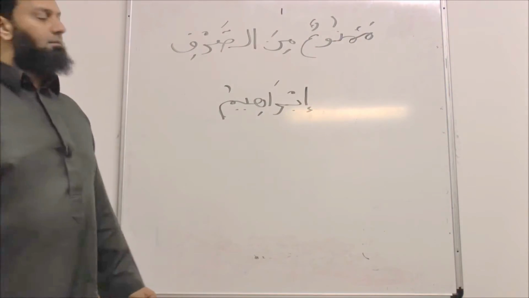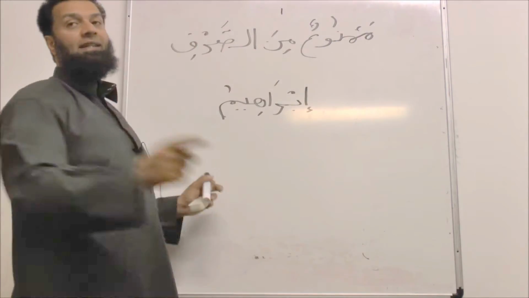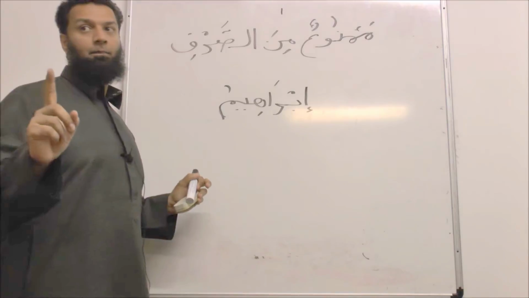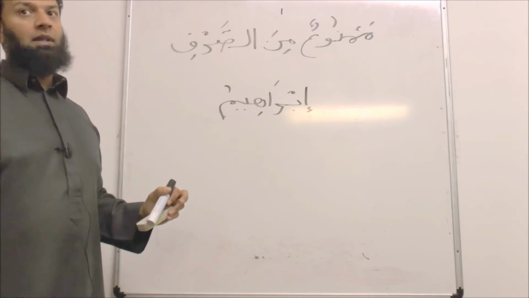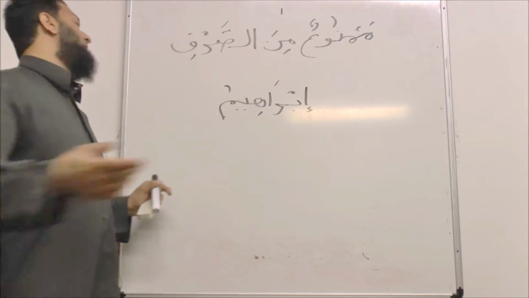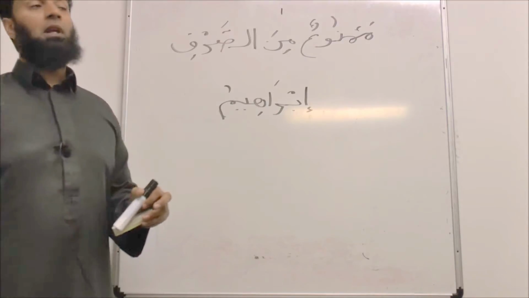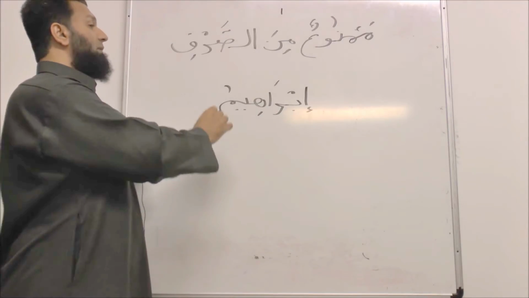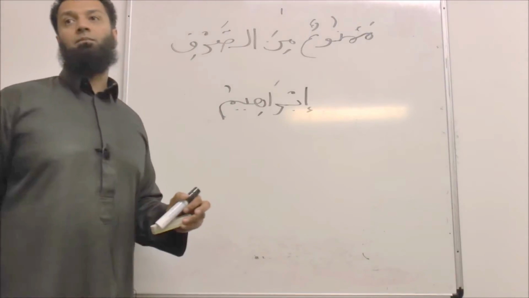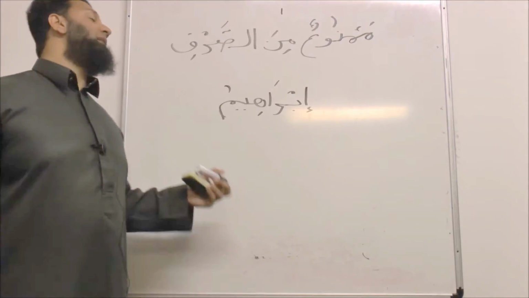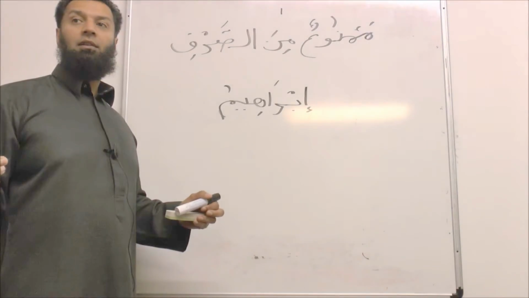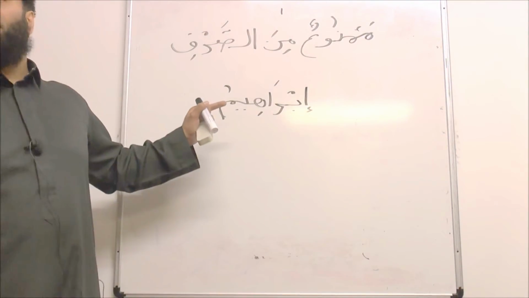Which means that this type of ismun, this type of noun that falls under this category of mamnu' min as-sarfi, when that ismun is going to be in the normal marfu'un state, it's going to be represented by a dhamma. And when that ismun is going to be in the mansubun state, it's going to be represented by a fatha. And when it is going to be in the majrurun state ordinarily, then it's going to be represented by a fatha.